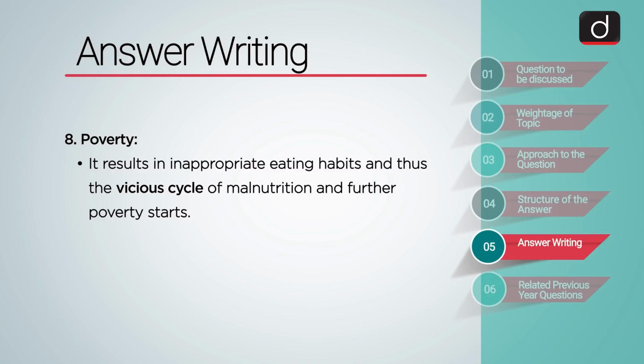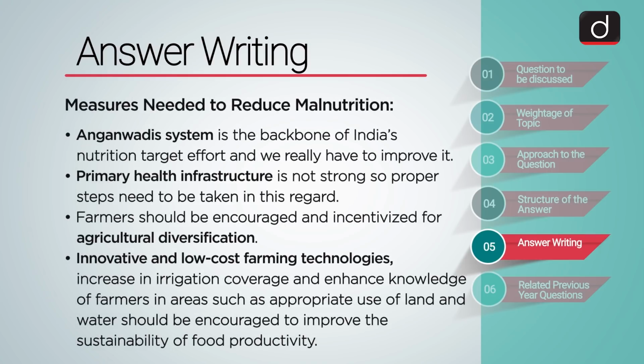Shifting to the last part of our answer. The last part will also include measures needed to reduce malnutrition. Anganwadi system is the backbone of India's nutrition target effort and we really must improve it. Primary health infrastructure is not strong, so proper steps need to be taken in this regard. Farmers should be encouraged and incentivized for agricultural diversification.